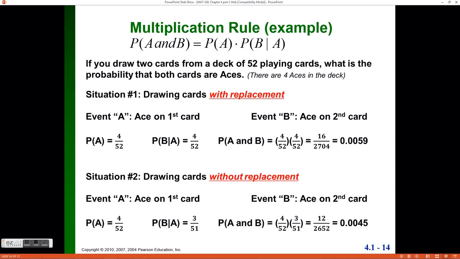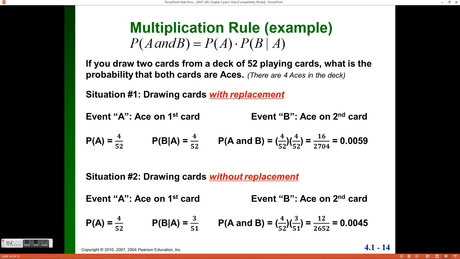So what we can do is call event A being that we have an ace on the first card, and event B is that we pull an ace on the second card. If I wanted to find the probability of drawing two aces, part of what I have to realize is that this is actually a succession of events where I have to pull an ace on the first card and an ace on the second card.